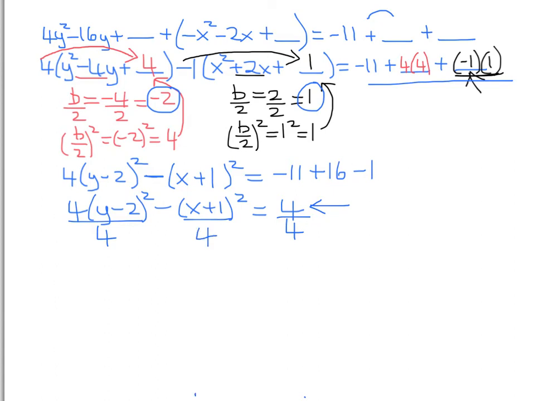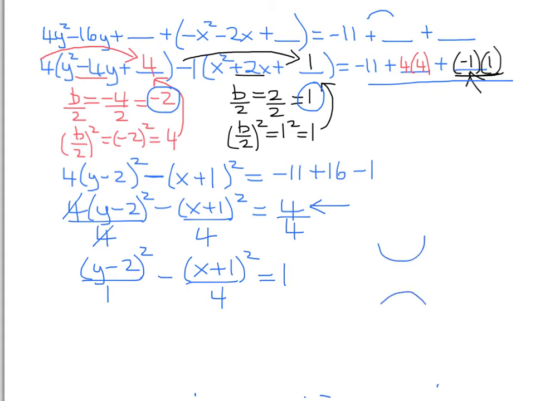So these reduce on the left-hand side. I'm going to get y minus 2 all squared, but even though that is reduced, I'm going to write it over 1 minus x plus 1 all squared over 4 equals 1. So this is going to be a hyperbola. We know it's a hyperbola, and it's going to open up and down because the y squared is the positive. So it's going to look like that.